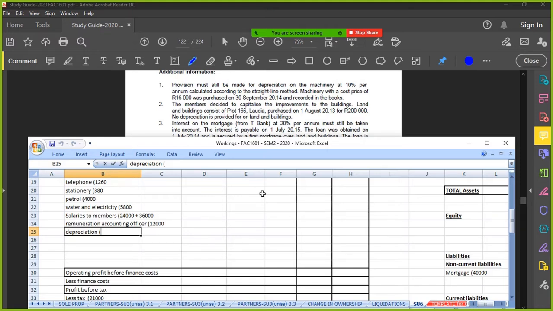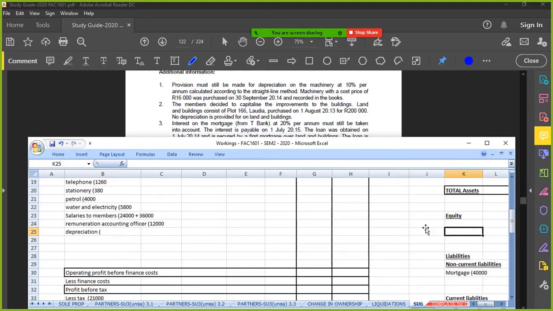Okay, if you look at this information, what does the information tell you? It says that depreciation is 10% straight line method, but they also tell you machinery with a cost price of 60 was purchased on the 30th of September. Do we need that? Yes. Good. Okay, so what are you thinking about when you see that? So what I would do is I would take machinery and minus the 16,000.